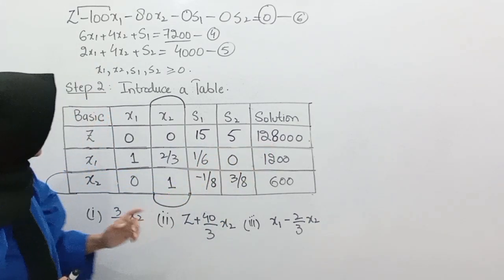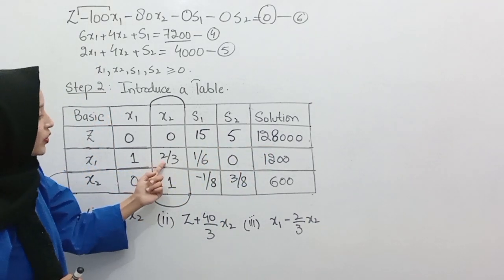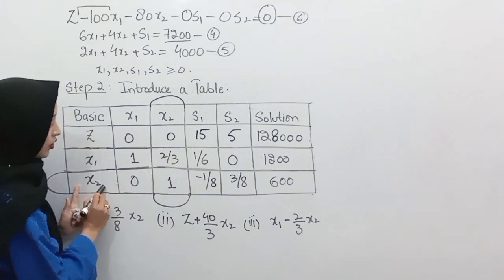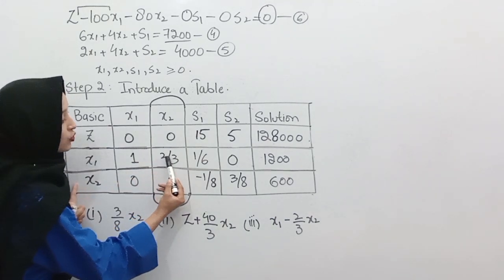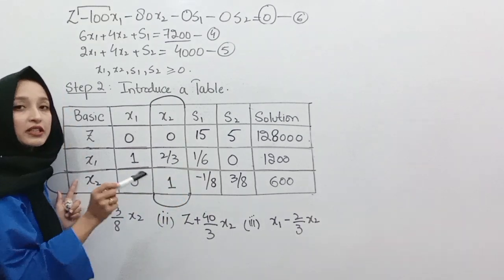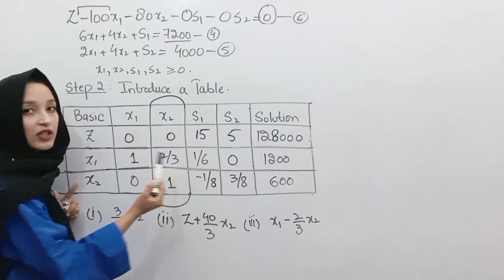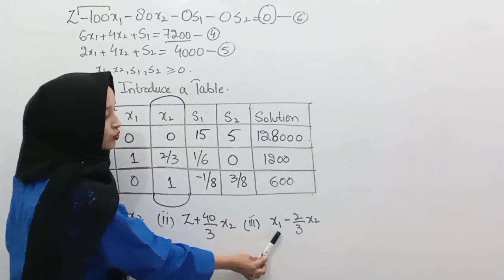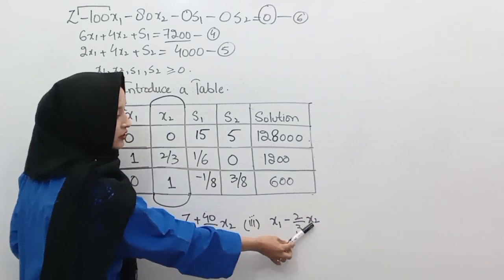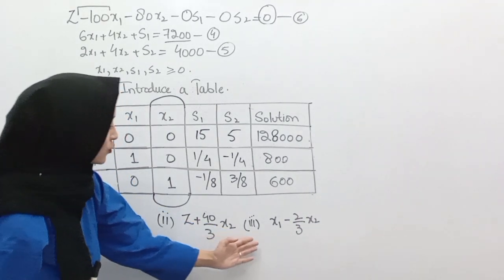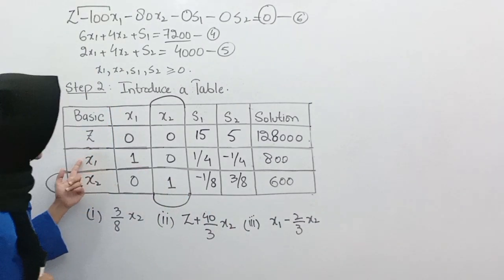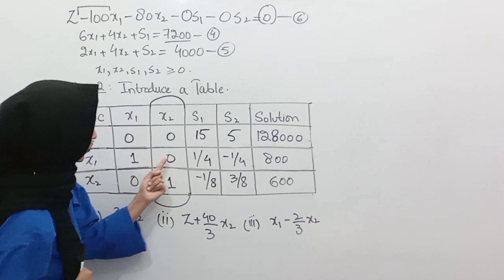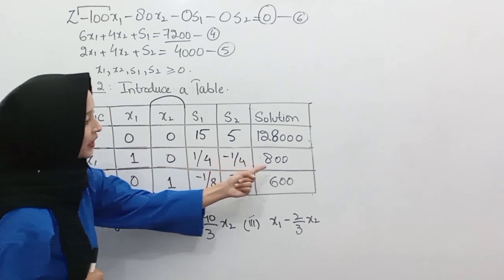In the next step, you have to make this entry 0 as well. For that purpose, we will be using this row, and you see there is a term 2 by 3. If we subtract a term 2 by 3 from this, it will give us a 0 here. Our next row operation will be x1 minus 2 by 3 into x2. So by applying this row operation to the row x1, we get the new values of x1 as 1, 0, 1 by 4, minus 1 by 4 and 800.